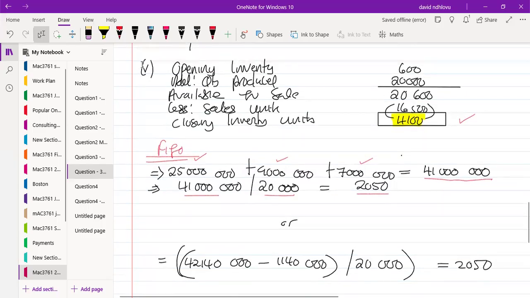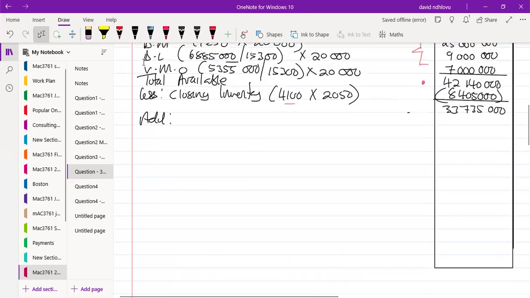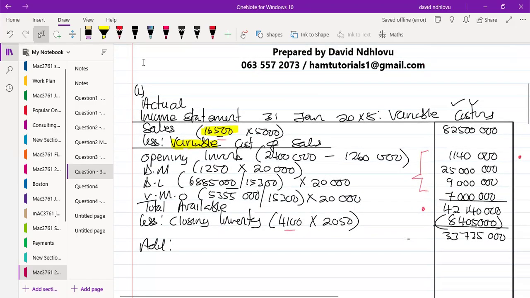Are we clear? Are we sorted today? Right? Hopefully, we are on the same page.